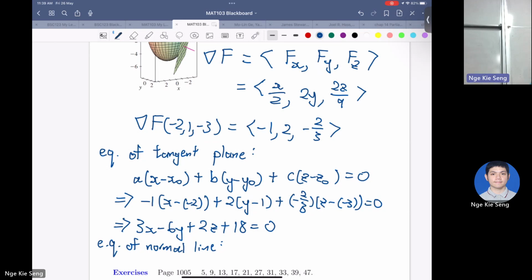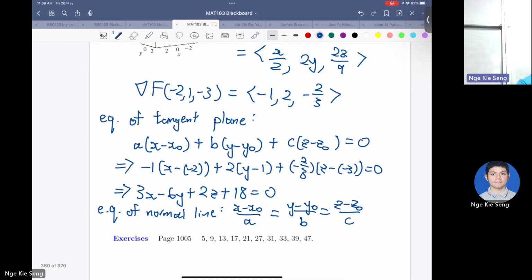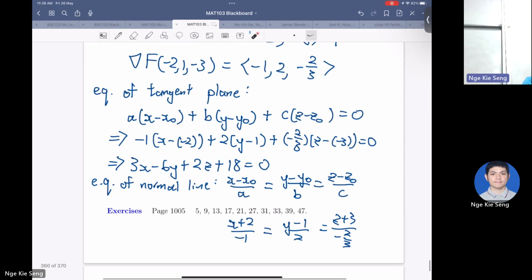So the general formula is (x minus x naught) over A equals (y minus y naught) over B equals (z minus z naught) over C. So altogether we get (x plus 2) over -1 equals (y minus 1) over 2 equals (z plus 3) over (-2 over 3). Okay. So you need to differentiate that.